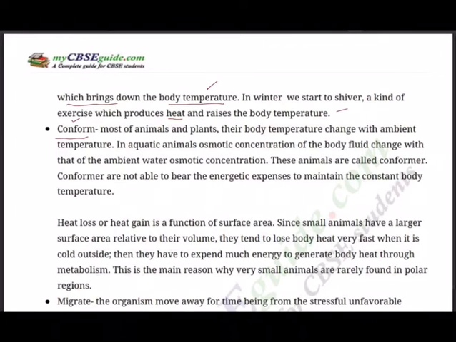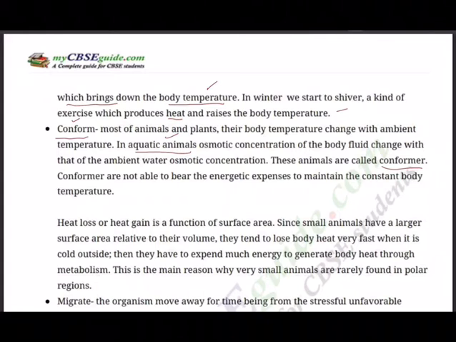In aquatic animals, the osmotic concentration of the body fluid changes with that of the ambient water's osmotic concentration. Again, fishes, for example, all the aquatic animals, do change their osmotic concentration depending upon the solids that are present in the water. What we call the external osmotic concentration. These animals are called conformers.